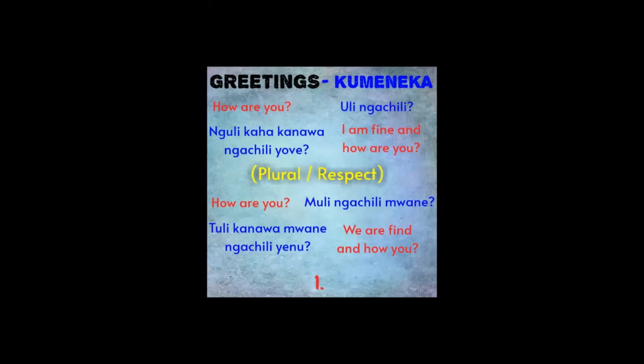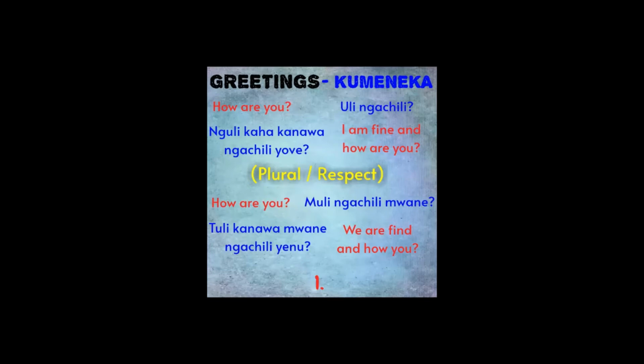Okay, if you omit mwane, let me say you say mulingachiri, there's no mistake. But it becomes disrespectful when you say ulingachiri, the informal one on top, the first one. That one is when you are greeting your friend or your young sister, but not your elder. But when you're greeting mommy, daddy, grandma, grandparents, uncle, auntie, or anyone, you have to say mulingachiri. So mulingachiri mwane and mulingachiri are both okay.